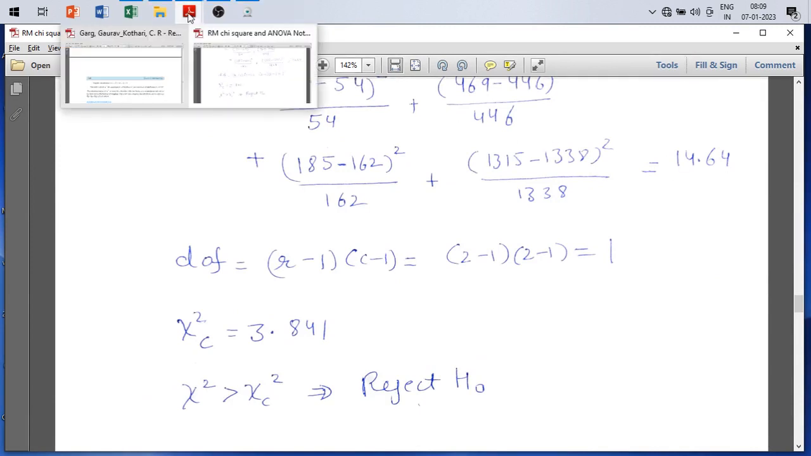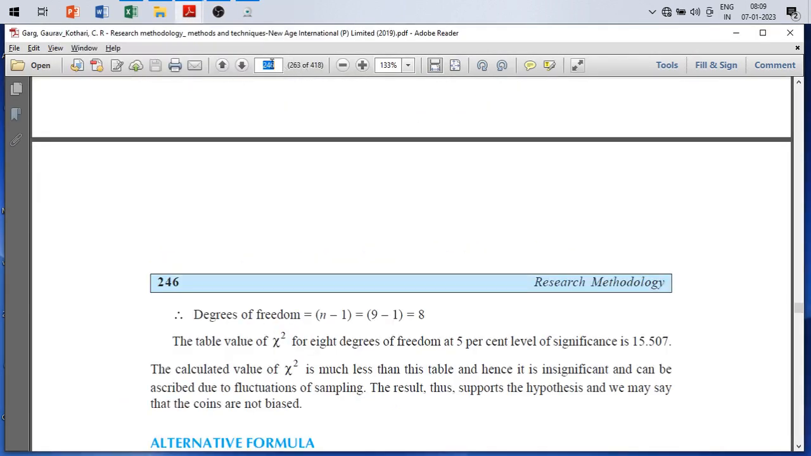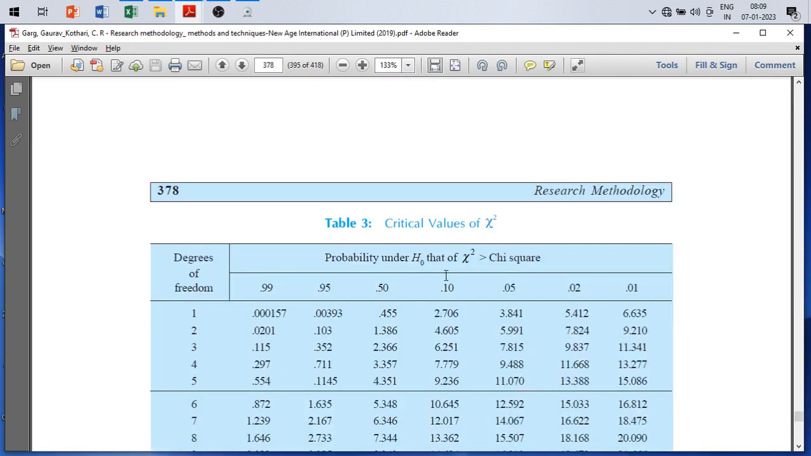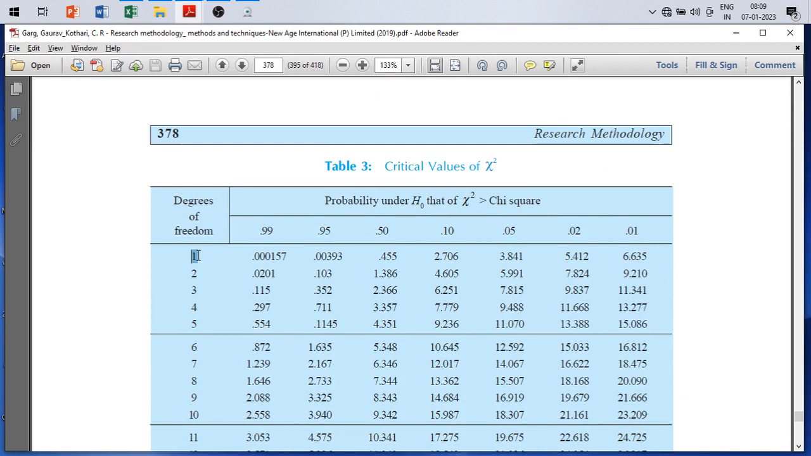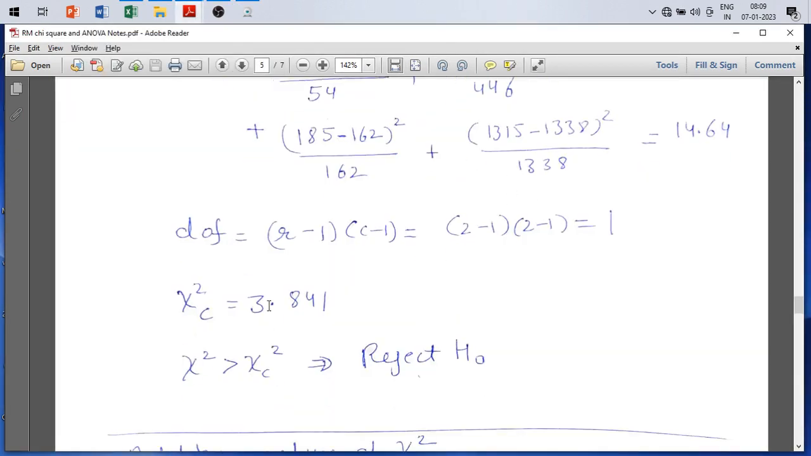And now from the table, okay, you can see for degree of freedom 1, significance level 5%, critical chi square value is 3.841. The critical is 3.84, our value is 14.64, so it falls in the rejection region. Okay, because chi square is greater than the critical value, so we'll reject H0 and conclude that the vaccine is effective.